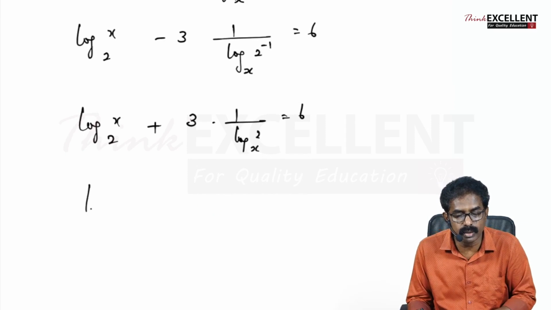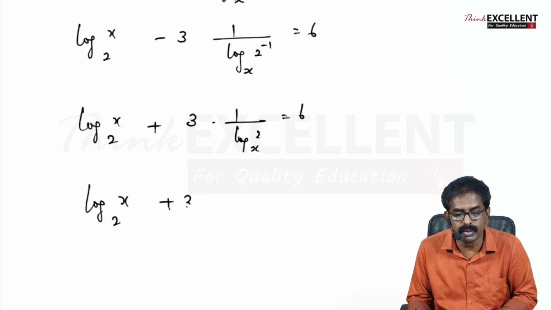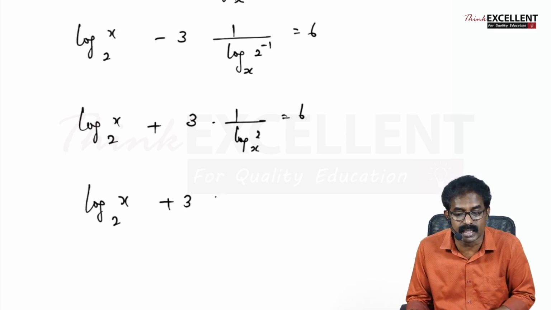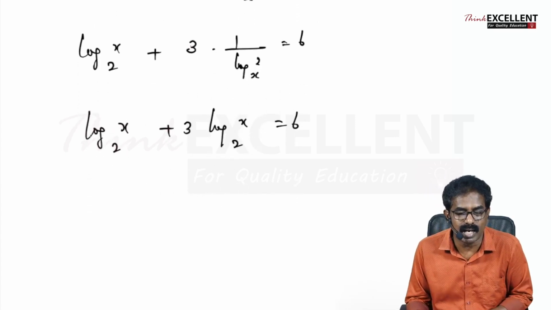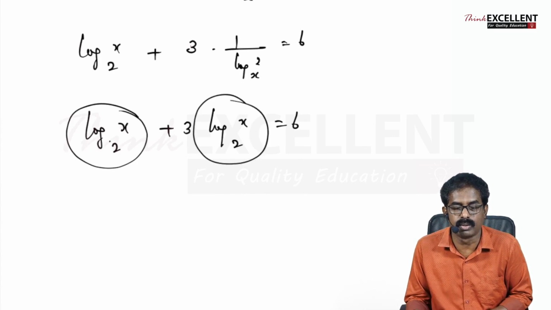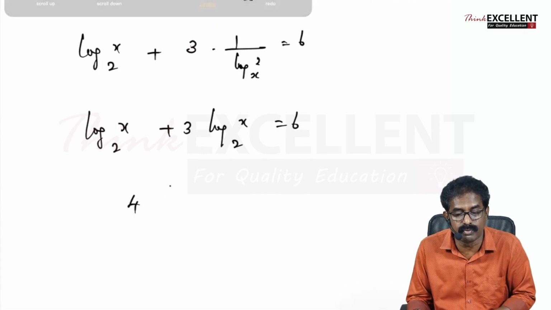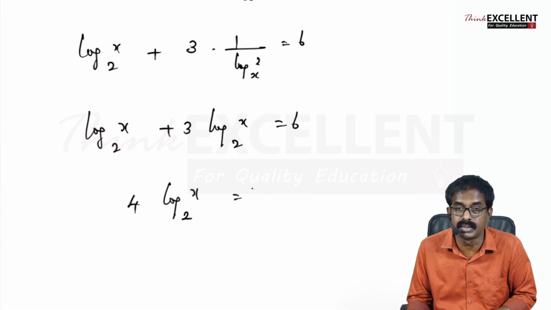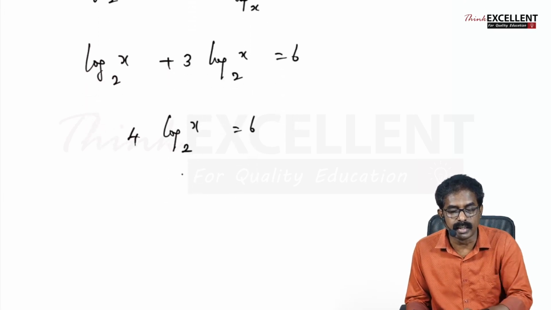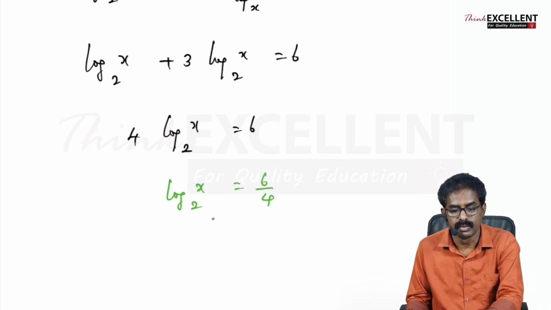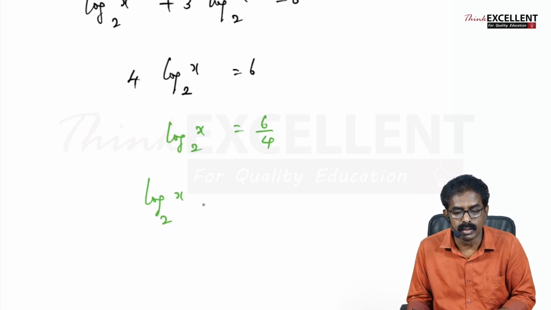Next step, log x to the base 2 plus 3 into, now take it to the numerator, 1 by log 2 to the base x, take it to the numerator, so interchange again, log x to the base 2 equal to 6. Now it is very simple, both are like terms. Log x to the base 2, here also log x to the base 2, here 1 time, here 3 times, so 1 time plus 3 times, it is 4 times. So you are getting 4 times log x to the base 2 equal to 6. Log x to the base 2 equal to 6 by 4. So that is log x to the base 2 equal to 3 by 2.